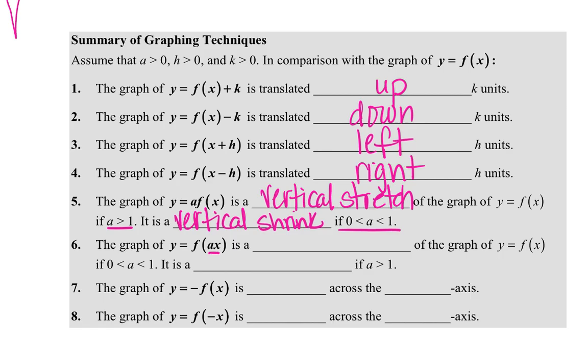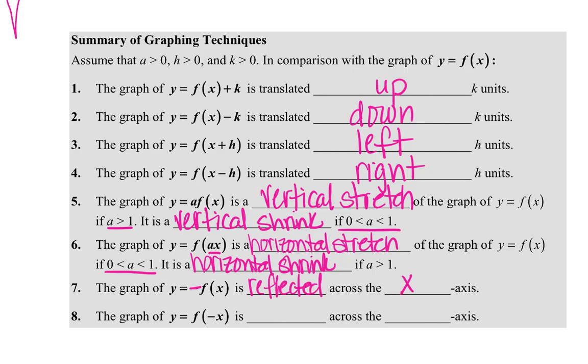Now, if your a is inside the parentheses, then it is a horizontal stretch as long as a is between 0 and 1. And it is a horizontal shrink if a is greater than 1. And if you put the negative sign in front, it is reflected over the x-axis. And if the negative is attached to the x inside the parentheses, it is reflected over the y-axis.